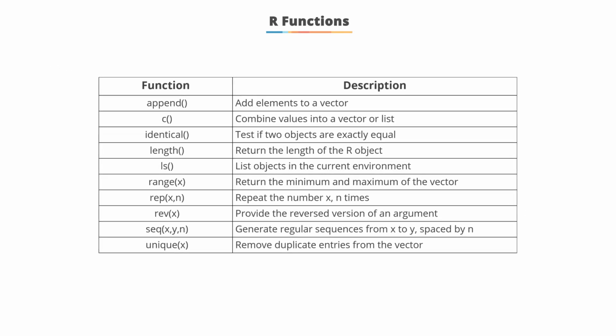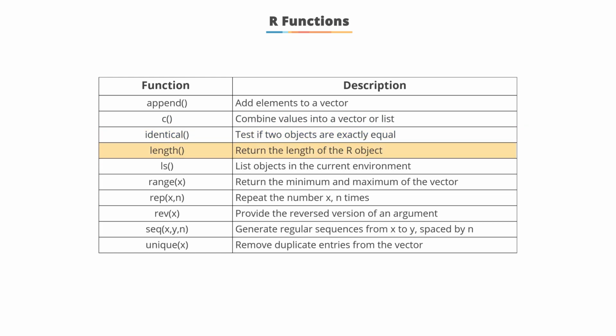Some of the more common base functions here include append, which is just adding an element to a vector. So if you had a vector of 1 through 5 and you wanted to add 6 to that, instead of creating a new vector of 1 through 6, you could just use the append command. c is essentially for combining or concatenating values into a vector list. Identical is a comparison of if two objects are exactly equal.